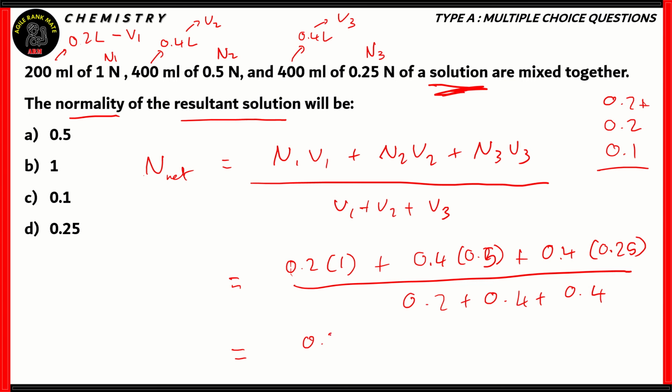So the numerator turns out to be 0.2 plus 0.2 plus 0.1. And if you look at the denominator, it's 2 plus 4 plus 4 over 10, which is equal to 10 over 10. So that is 1. The denominator is 1. So the net normality is no fraction. It's just the decimal from the numerator. So the net normality here turns out to be 0.2 plus 0.2 plus 0.1, which is equal to 0.5 normal. So therefore, option A turns out to be the right option.